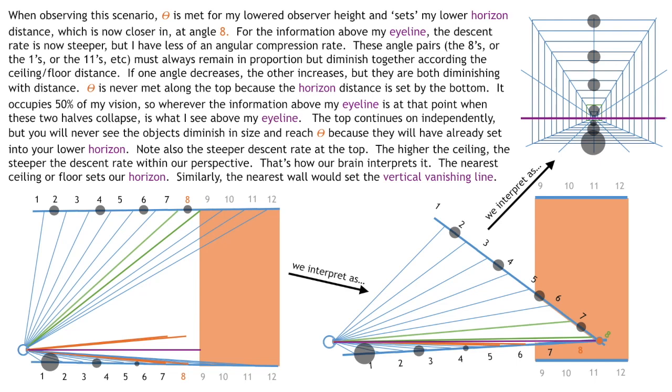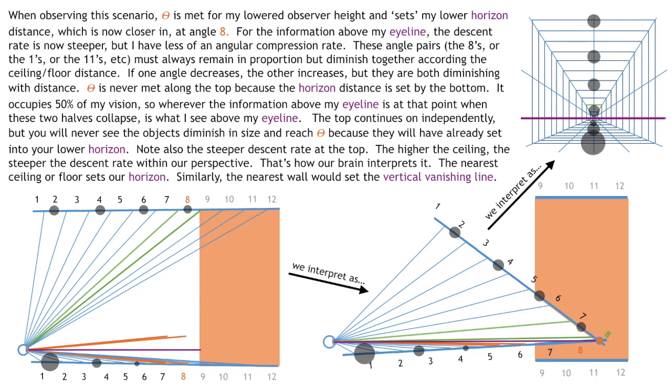It occupies 50% of my vision, so wherever the information above my eye line is at that point, when these two halves collapse, is what I see above my eye line in my perspective. The top continues on independently, but you will never see the objects diminish in size and reach theta along the top, because they will have already set into your lower horizon. They are gone to your vision.